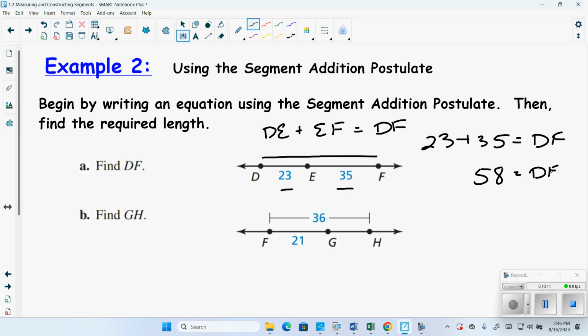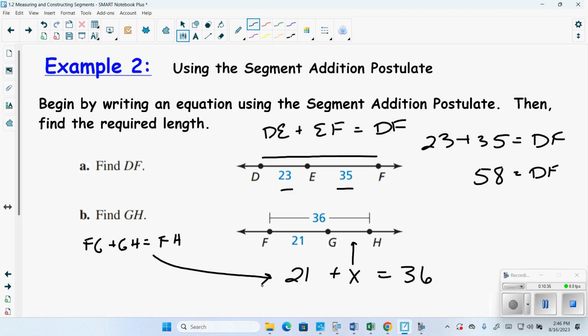So writing this out as an equation, here's how I usually write this as an equation. I do 21 plus x, because I don't know this one yet, equals the entire one of 36. Now some of your teachers might say FG plus GH equals FH, which would then lead you into this equation, because you don't know GH. Solve this. Now using your algebra skills, you're going to subtract 21. So I subtract 21, and I get 15. So GH equals 15.